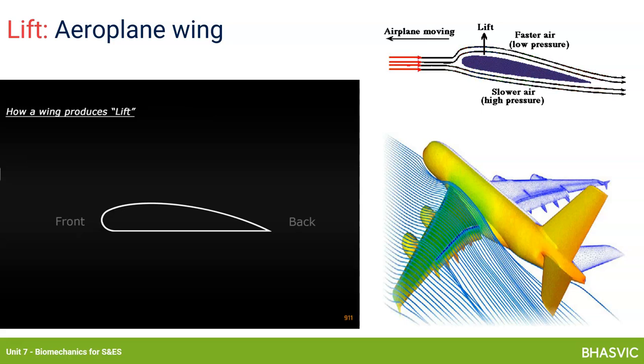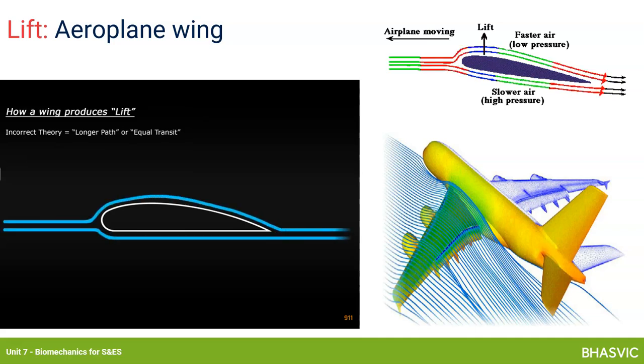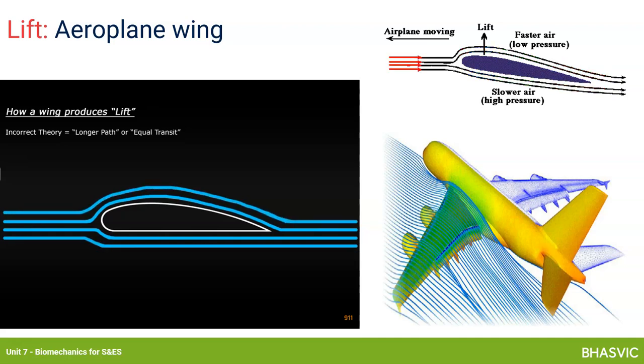So one of the most common but incorrect theories which is taught is something called the longer path or equal transit theory, which is based on the Bernoulli principle. So the explanation that this theory gives is that the airflow, the air which is hitting the wing, splits as it hits the front of the wing. The air passes over and under the wing and rejoins at the back of the wing at the same time.